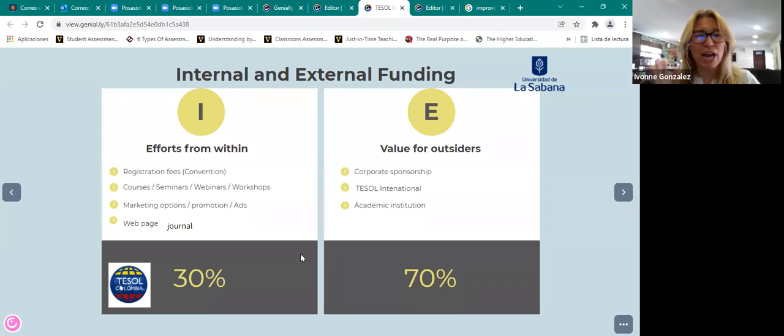And when we think about ads and promotion, we have to see if our web page or the journals that we have can provide people with spots that they would like to use to make promotion of all the resources or all the things that they can sell through the association or to the people that are involved in our association.